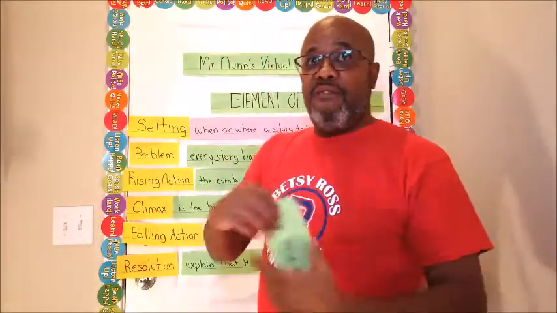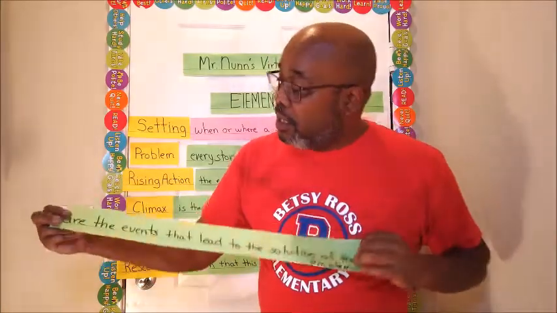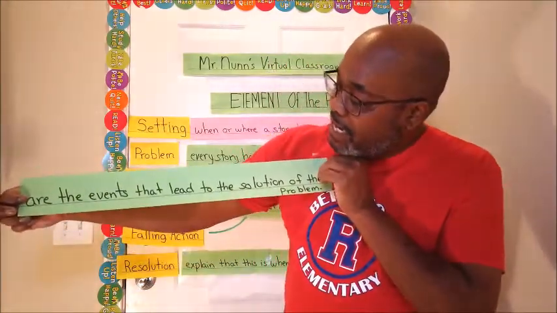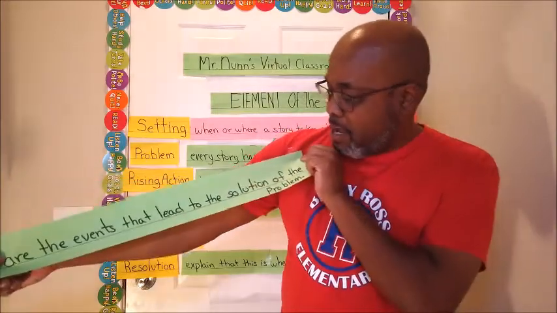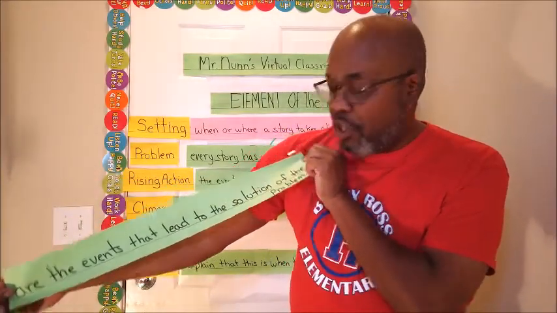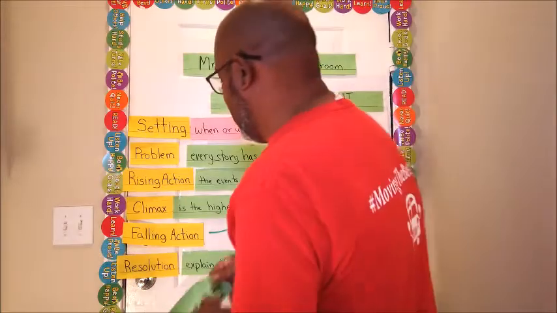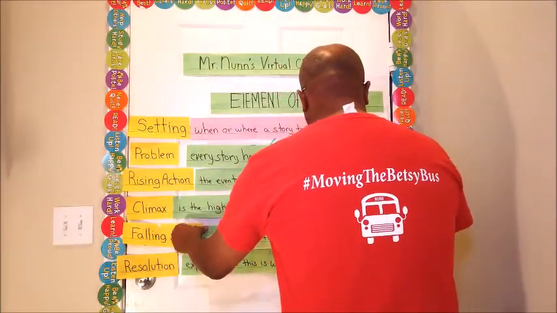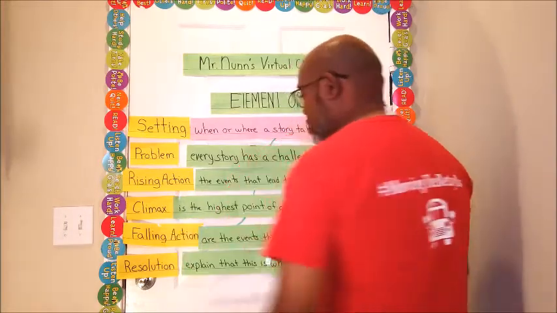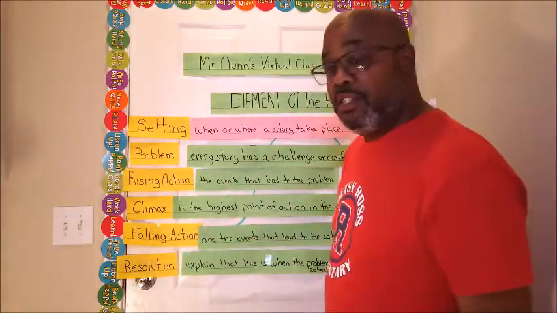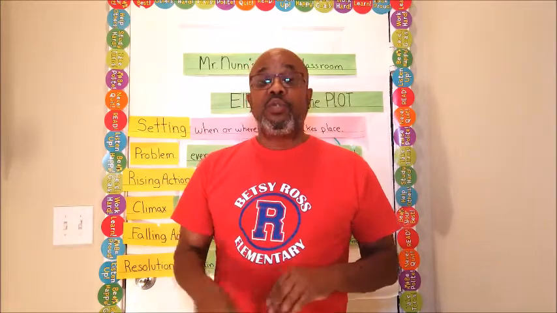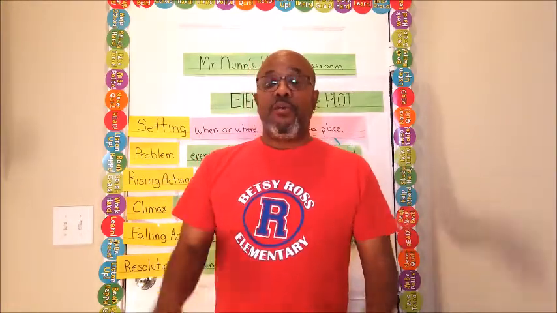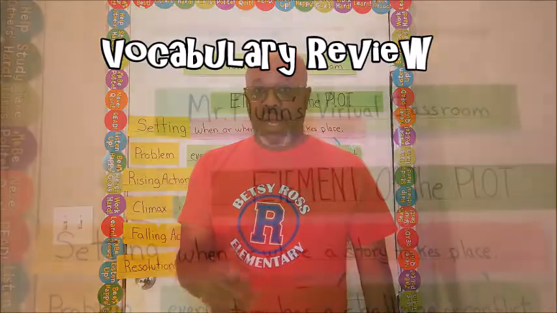And the last vocabulary word are the events that lead to the solution. Right? That is falling action. The falling action is the events that lead to the solution of the problem. All right, now that we have our vocabulary, boys and girls, the next thing we're going to do is take those vocabulary words and place them on the plot chart.